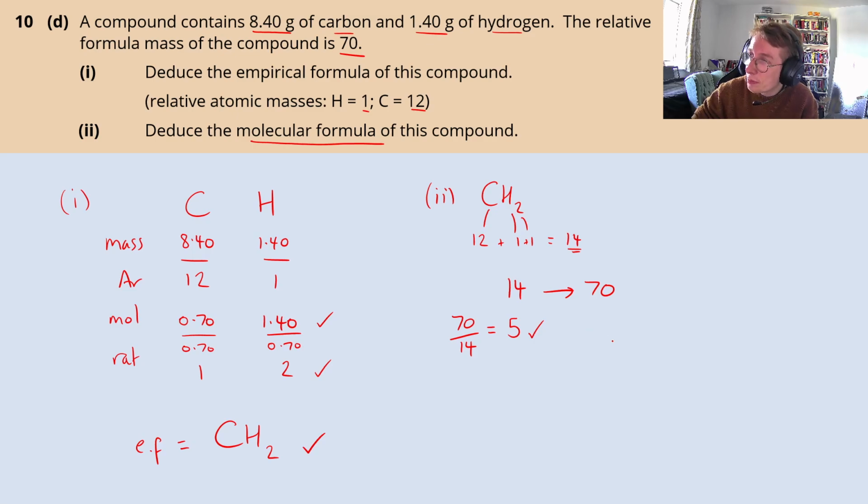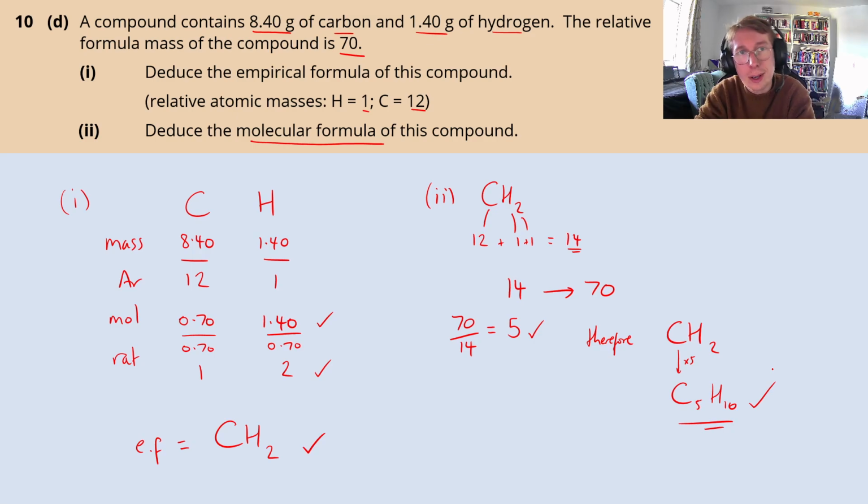So therefore, if I'm going from CH2 and I'm timesing the number of carbons by 5, it's 1 times 5, which is 5. And I'm timesing the number of hydrogens by 5. We had 2 before. 2 times 5 is 10. And that is your final mark there for this question. So the key thing to note there for the second part is to find that relative formula mass of the empirical formula and find out how many times it goes into the actual relative formula mass.